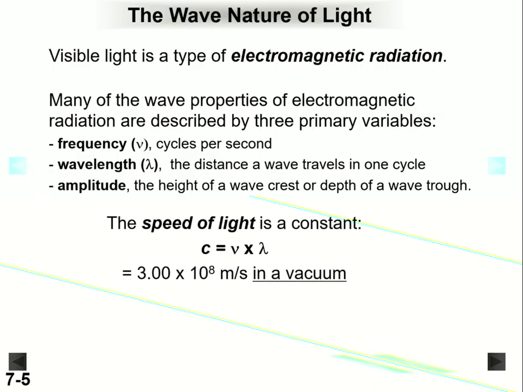Now, the speed of light, or more generally, the speed of electromagnetic radiation, turns out to be a constant in vacuum. This is a universal constant. It's one of the most important constants in science. So we call this c, constant c. It's its own letter. And just like any wave, the speed of light is its frequency times its wavelength. The speed of any wave is its frequency times wavelength.